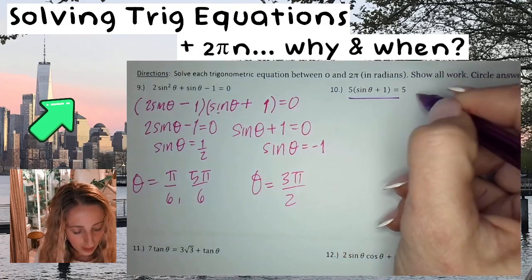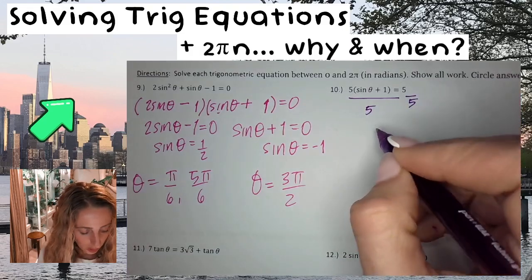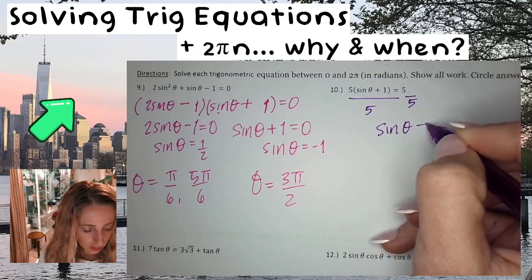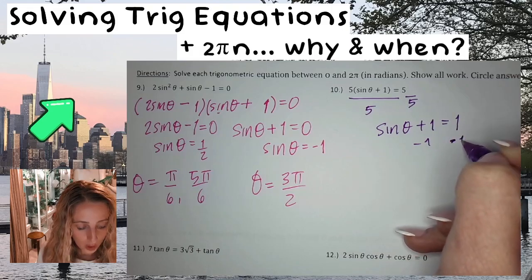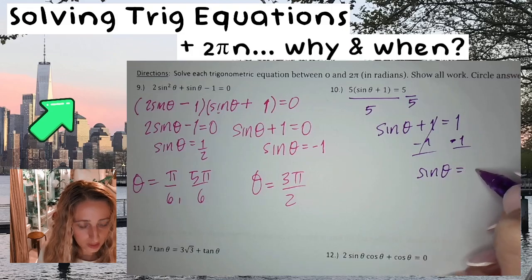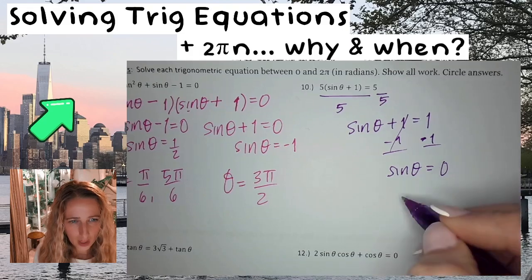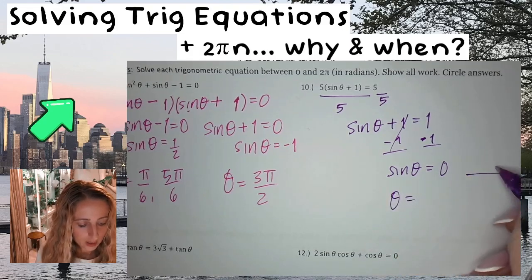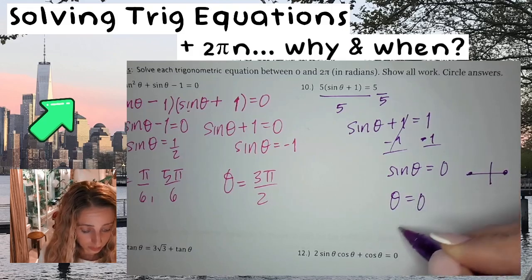Next, number 5. I could divide both sides by 5. You could also distribute the 5 and solve from there, but if I divide by 5, I think it's a little cleaner. Sine theta plus 1 equals 1. Subtract 1 from both sides, and you have sine theta equals 0. Then you ask yourself, the sine of what angle between 0 and 2 pi equals 0? The y value is 0 here and here. So that's theta equals 0 and theta equals pi.